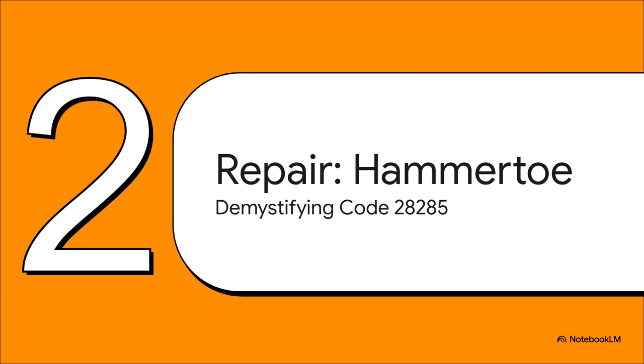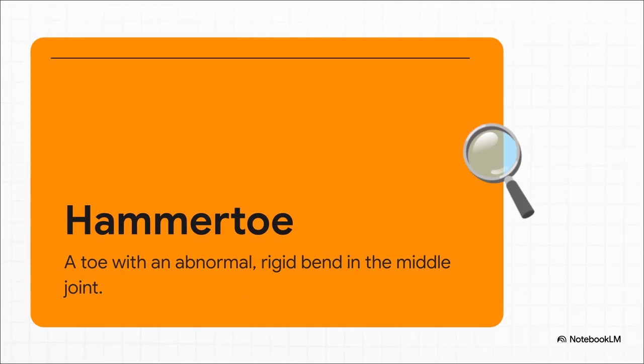Moving slightly away from the big toe, let's demystify code 28285 and talk about hammer toe repairs. Zeroing in on the phalanges again, let's define what we're actually looking at. A hammer toe is exactly what it sounds like. It's a toe that has developed an abnormal, super rigid bend right in its middle joint. Instead of lying nice and flat, it buckles upward, making it look literally just like the strike head of a hammer. And because the toe is structurally frozen in this weird bent position, it requires targeted surgical intervention to essentially force it back flat again.